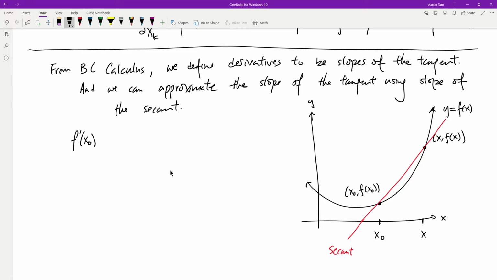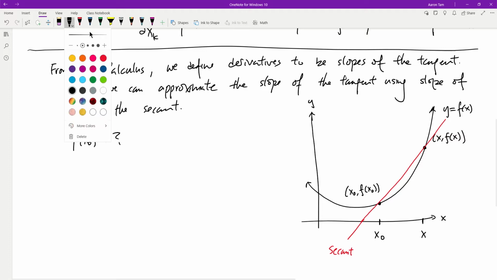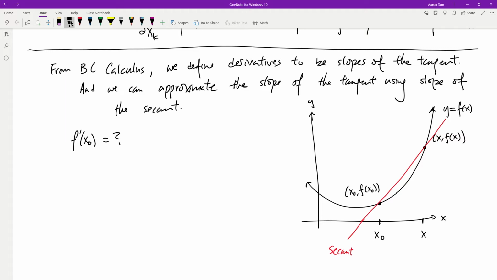Let me try to do this first. So this is what we try to figure out. The way to do that is to first define the slope of the secant, m sub sec, where sec stands for secant. That would equal f of x minus f of x sub 0 over x minus x sub 0. So that's change in y over change in x. And notice that this slope of the secant is actually a function based on where we put x.